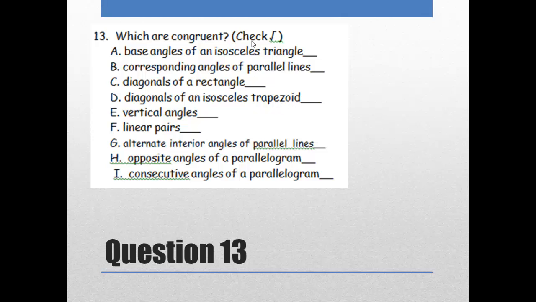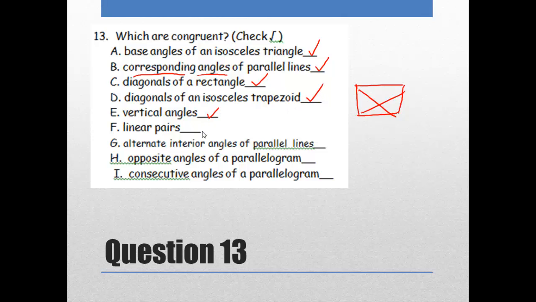Okay, let's check the ones that are congruent. So the base angles of an isosceles triangle, well, we've already talked about those, they are congruent. Corresponding angles of parallel lines. Corresponding angles, yep, they're definitely congruent. The diagonals of a rectangle, well, guess what? They're also congruent. There's your diagonals. Diagonals of an isosceles trapezoid. Hey, those are also congruent.